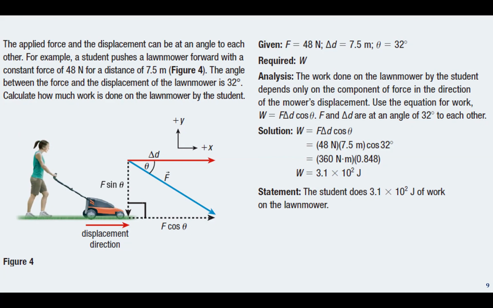Use the equation for work. W equals F delta D cosine theta. F and delta D are at an angle of 32 degrees to each other. So put all the values in. We know the work done by the force is 3.1 times 10 raised to the power of 2 joules. So the student does 3.1 times 10 raised to the power of 2 joules of work on the lawnmower. Okay, do you have any questions?